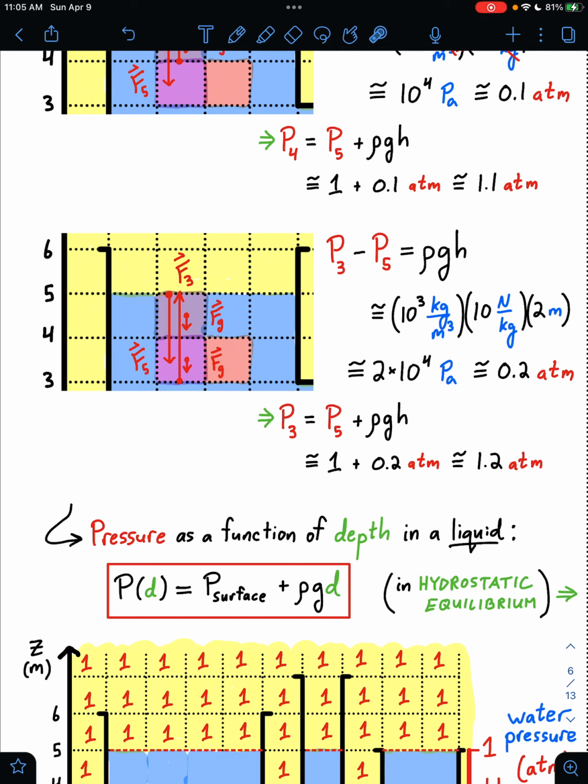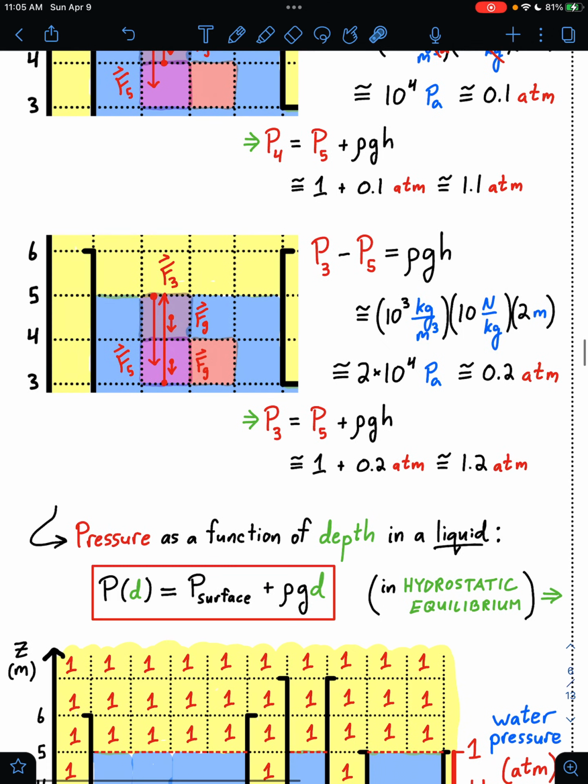So we could express this as an equation for the pressure as a function of depth in a liquid. D will be the depth below the surface. So the pressure at some depth is equal to the pressure at the surface plus this term, rho g times the depth. This gives the pressure as a linear function of depth here.